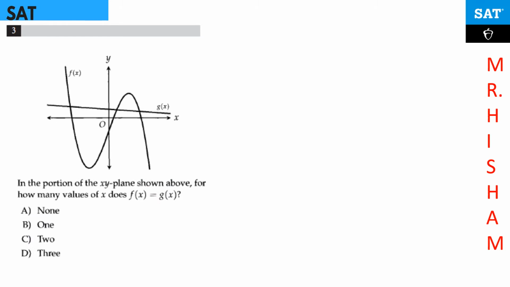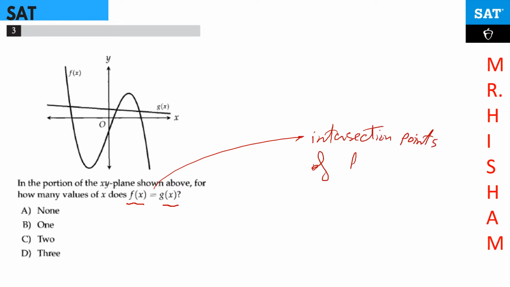In the portion of the xy plane shown above, for how many values of x is f(x) equal to g(x)? f(x) equal to g(x) means the intersection points of f(x) and g(x). So we can see clearly that I have 3 intersection points here. f(x) intersects g(x) at 3 points. So the answer is D. The answer is D.